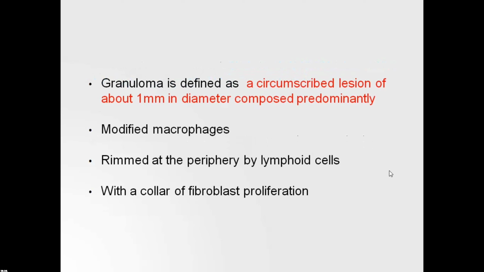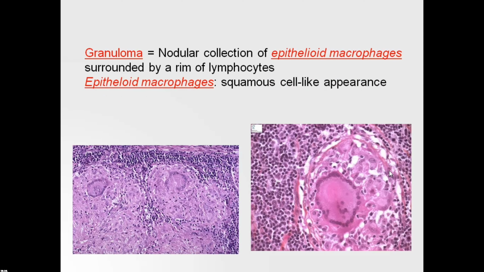Granuloma can be defined as a circumscribed lesion of about 1 millimeter in diameter, composed predominantly of modified macrophages, rimmed at the periphery by lymphoid cells with a collar of fibroblast proliferation. Actually, it is a nodular collection of epithelioid macrophages surrounded by a rim of lymphocytes. Epithelioid macrophages have a squamous cell-like appearance.